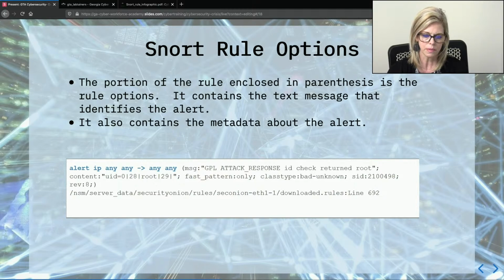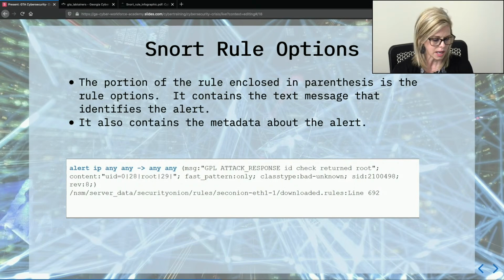So the part of the message that you see in parentheses is actually moving away from the rule header and deals specifically with the rule options. The portion of the rule that's enclosed in parentheses, which you see starting here with the message and ending here at the end of the Rev 8, contains the text message that will identify the alert. Any metadata that's stored as part of this particular rule is going to be included inside the parentheses.